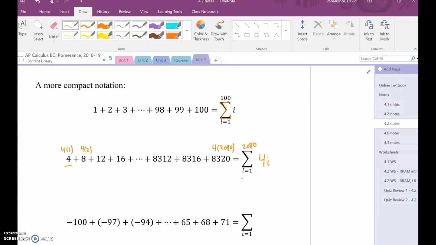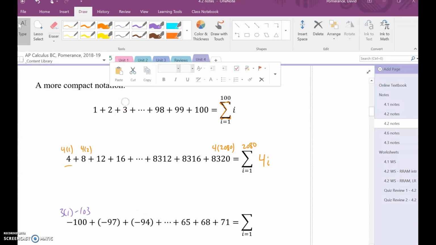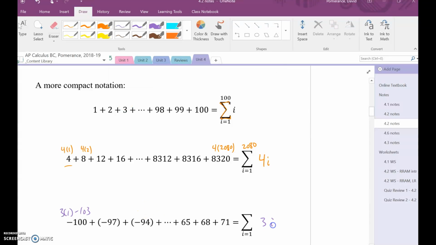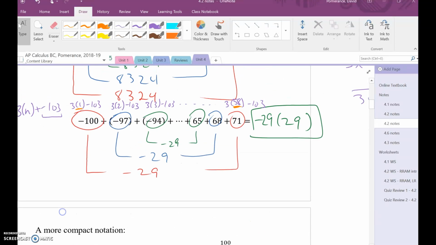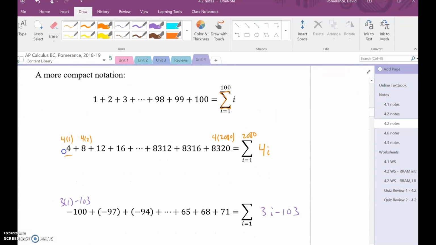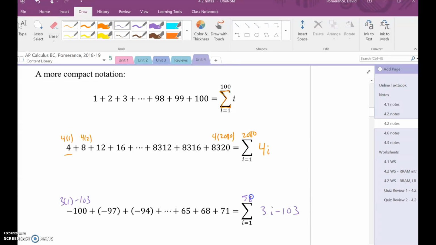Same deal with this next one. We saw that we were going up by 3 each time, so we had 3 times 1, and then we said that was minus 103, and then 3 times 2 minus 103, and then 3 times 3 minus 103, etc. So we had 3 times i minus 103, and I think we had 29 terms. Is that correct? I'm going to scroll up because I don't quite remember. We actually had 58 terms, right? Half of that was 29. So 58 terms, so we're going to go all the way up to 58 here. All right, so i starts at 1 and goes up to 58.